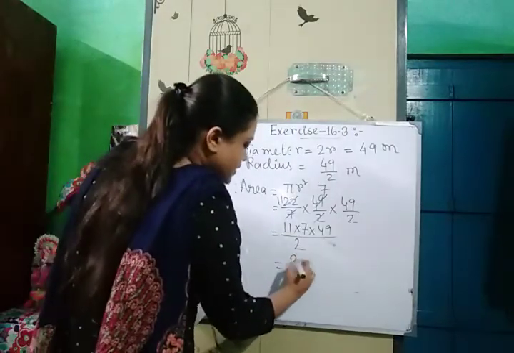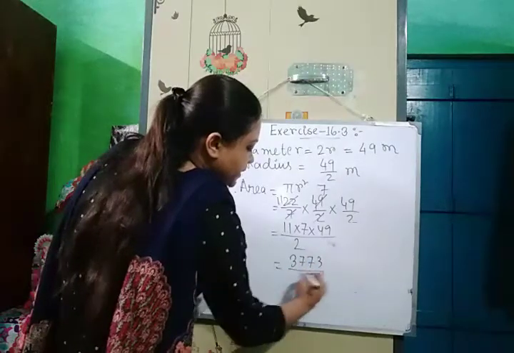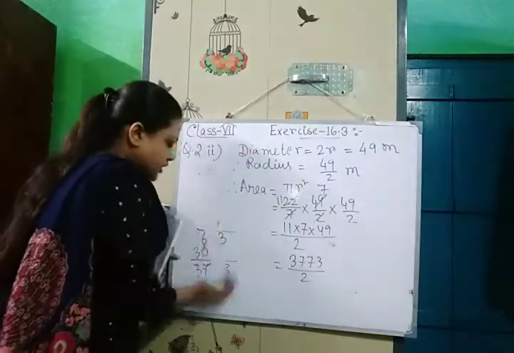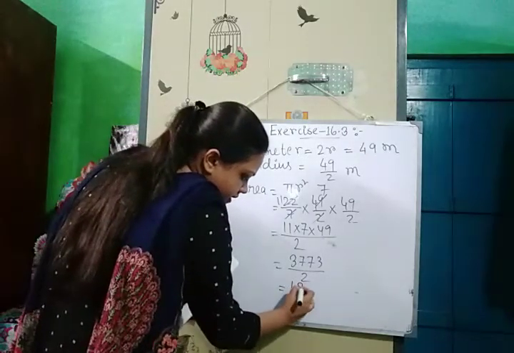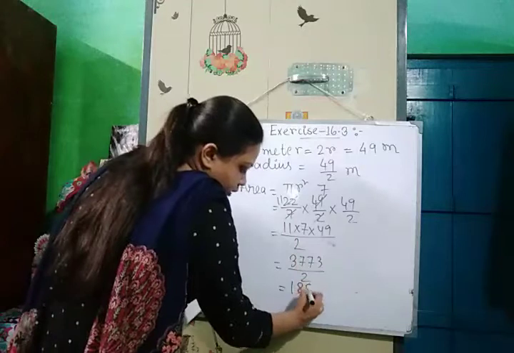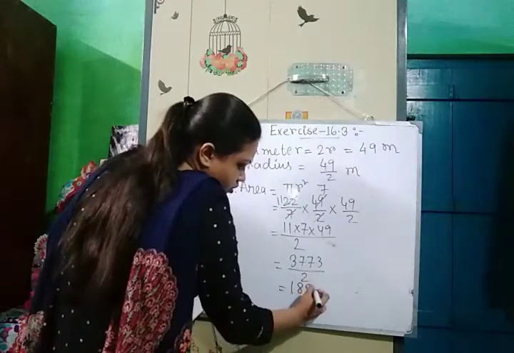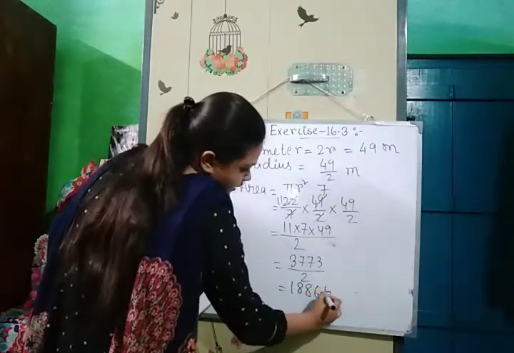So it's 3773 divided by 2. Now we will do the division orally. 2 1s are 2, 2 8s are 16. Again 2 8s are 16. 2 6s are 12.5.